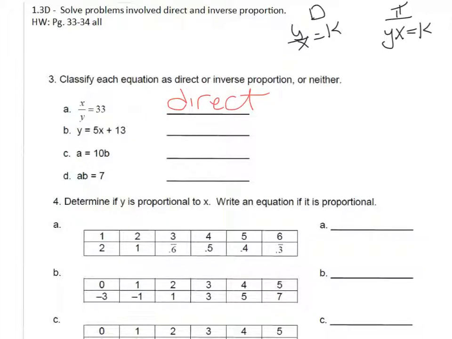B, there's no inverse or direct proportion with this plus, so this one is neither. Now for C, I don't have the constant isolated, so what I'm going to do is say A divided by B is 10. So that's going to show me that's direct. And then lastly for D, because the constant is 7 and it's a product, that's inverse.